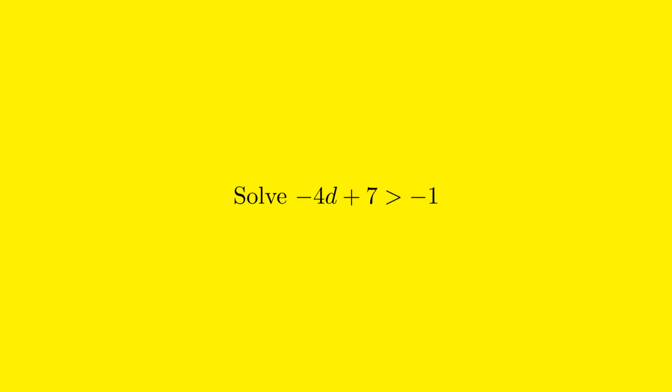In this video, we will be focusing on solving the inequality -4d plus 7 is greater than -1. We will go through the step-by-step process to find the solution for this inequality, and we will represent our final answer in both inequality and interval notation forms. So let's get started with solving -4d plus 7 is greater than -1.